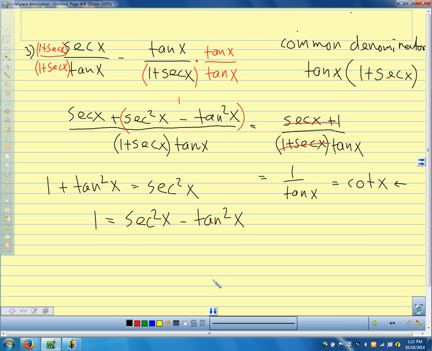Yes? I'm sorry? So when it's up here? Yeah. 1 is supposed to be right here, because I have a secant x plus 1 in the denominator also. So I have a common factor in the numerator and denominator. And then you have to make it 1 over tangent x because tangent's in the bottom. Tangent's in the bottom, yes. And then I just rewrote that as cotangent x.